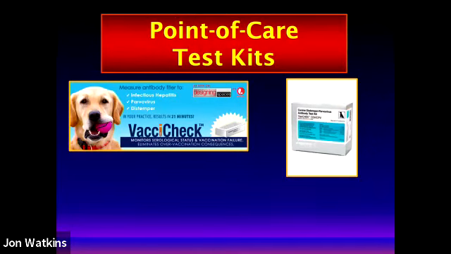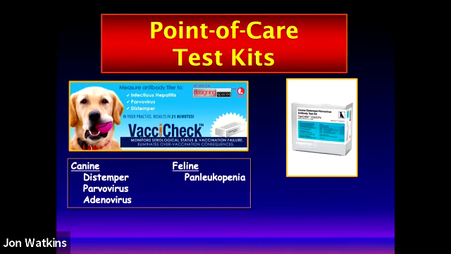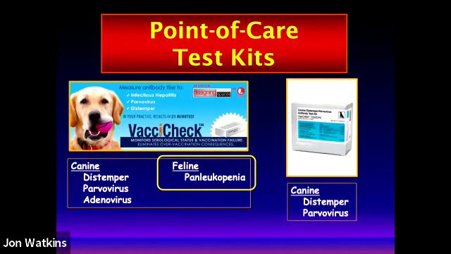of the United States. The difference is that the VacciCheck methodology, a qualitative, semi-quantitative test, will provide antibody for distemper, parvovirus, and adenovirus, and there is another test kit for panleukopenia as well. The titer check test kit is just for distemper and parvovirus in the dog only.